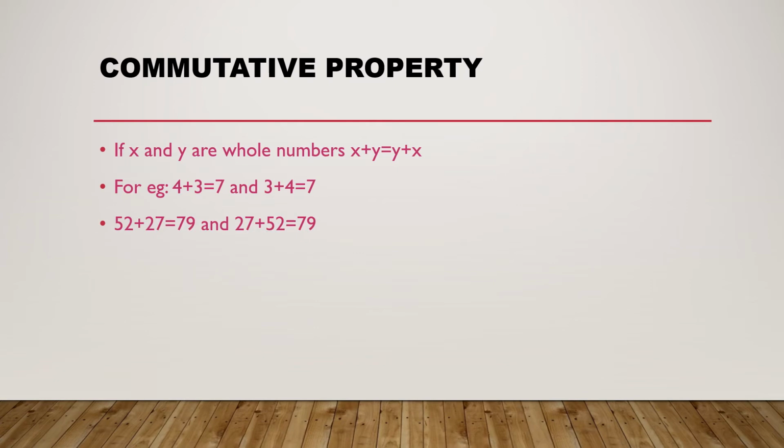Let us take a bigger number and see if it works in the same way. Let us add 52 plus 27, which is equal to 79. Now let's reverse the order and check if we get the same sum. 27 plus 52 is equal to 79. See, it works in every way.